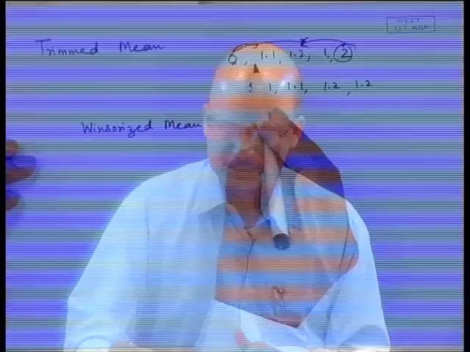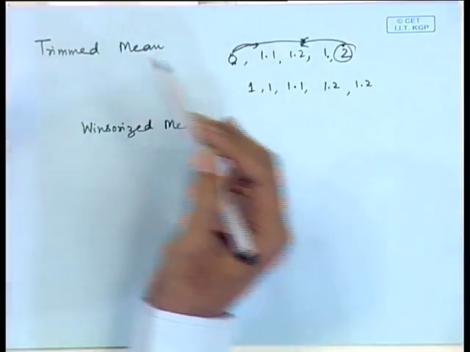So, in place of 1 we may take 2 or 3 depending upon the situation, because suppose in place of 10 there are 100 judges, and in that case there may be a larger number which may have to be trimmed or Winsorized.